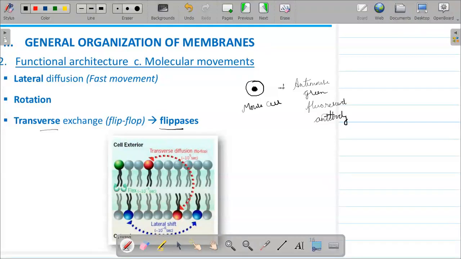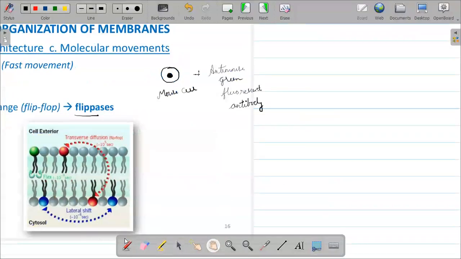In your college, did they teach you about the antibody marking mechanism or tracing mechanism? No, sir.